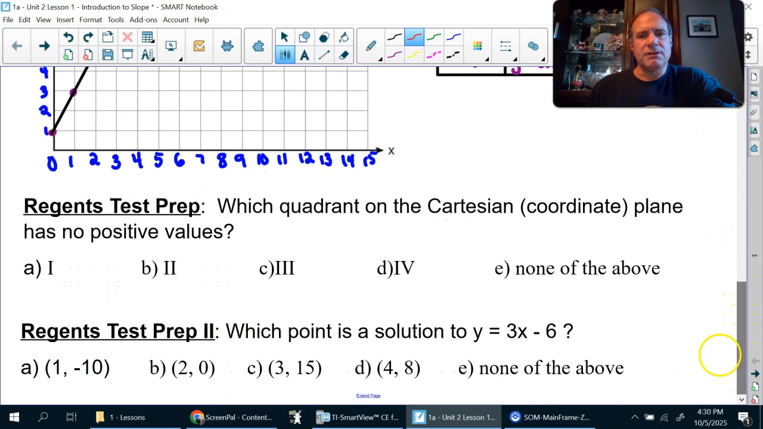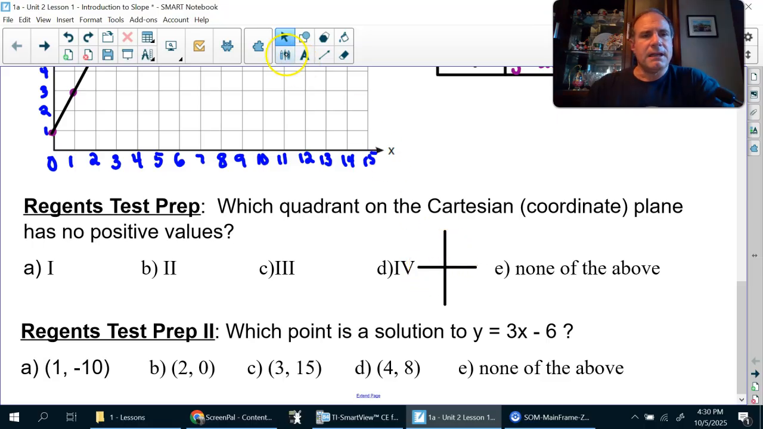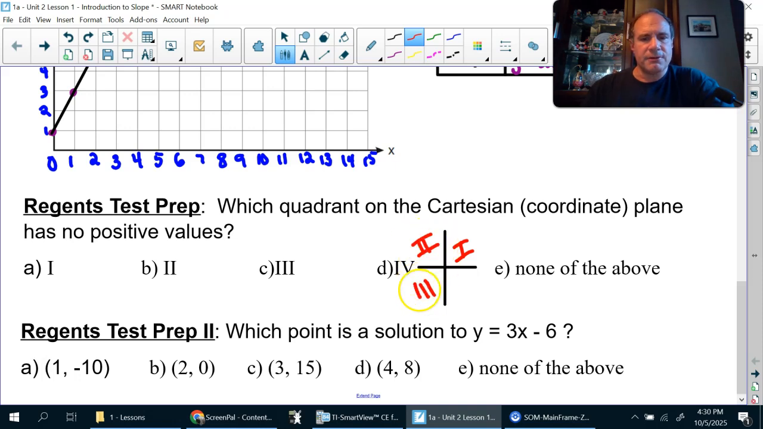Which quadrant on the coordinate plane has no positive values? So if we're taking a look at this, we're going to draw a small coordinate plane. Just like that. And this coordinate plane, I'm going to label, here's all the positive values. That's quadrant number 1. This is quadrant number 2. This is quadrant number 3. And this is quadrant number 4. Which one of these has all negative values, no positives?